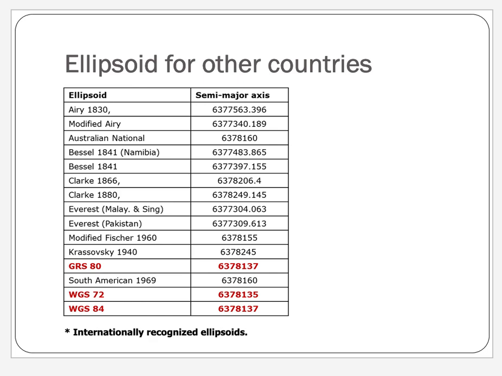So there have been many spheroids or ellipsoids that have been devised, like we can see here. Many different countries use their own type of ellipsoid. We could see WGS 84, GRS 80, and WGS 72. These are internationally recognized ellipsoids, and the reason for that is because they are based on the center of Earth's mass. So this will fit the geoid. It's a better fit for the geoid.